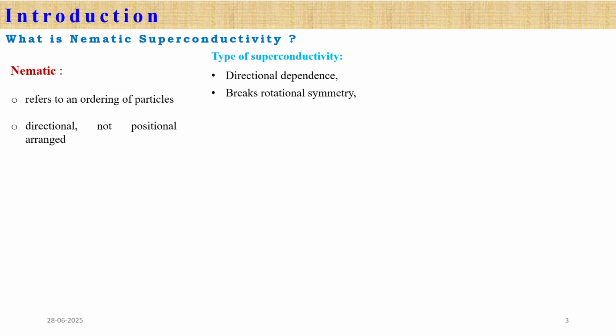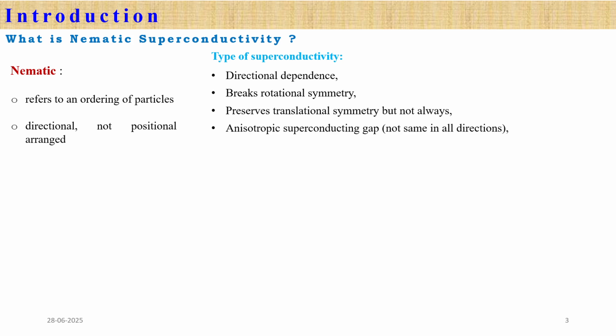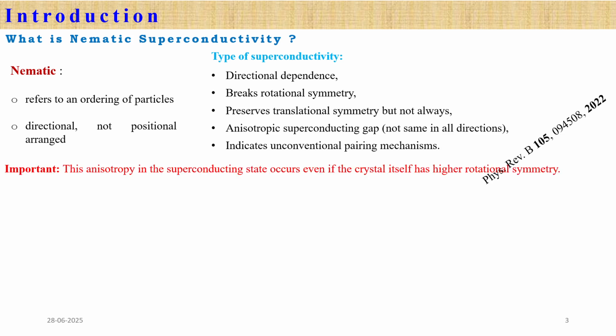different. This breaks the rotational symmetry and preserves translation symmetry, but not always, and translation symmetry is not the most important in nematic superconductivity. Anisotropic superconducting gap: the gap in the superconductor is not the same in all directions, the gap is different in different directions, which indicates an unconventional pairing mechanism.